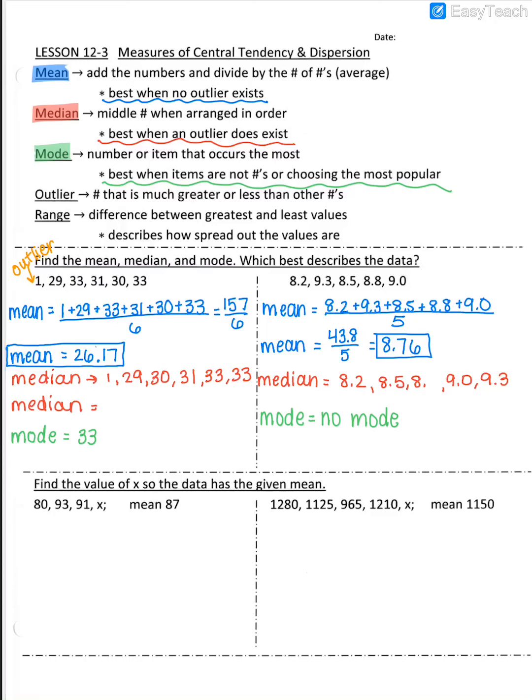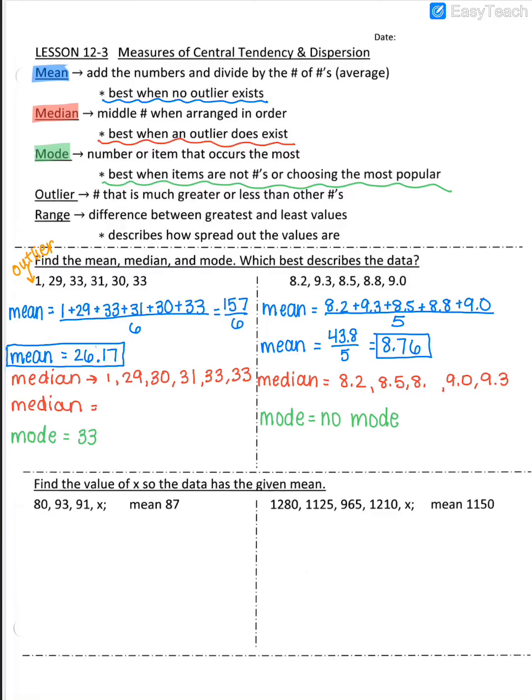So with our mean, I just added all those numbers together, and then you divide it by the number of numbers that you have there, which we have 6 numbers. So when I add the numbers together, I get 157, and when I divide it by 6, our mean ends up being 26.17. And that's okay. Sometimes your mean is not going to be an exact number. In fact, a lot of the times it will be that way.